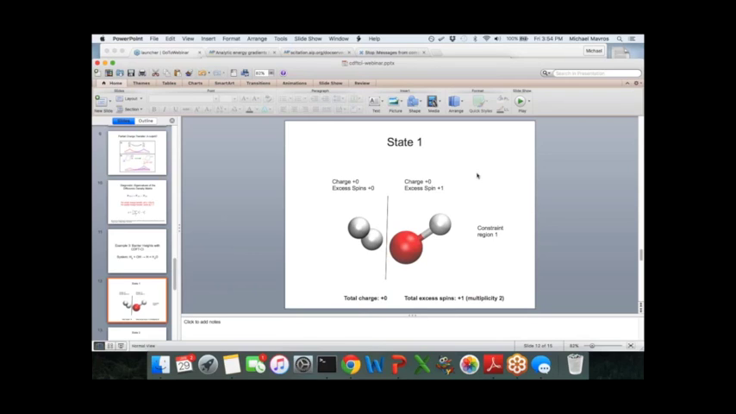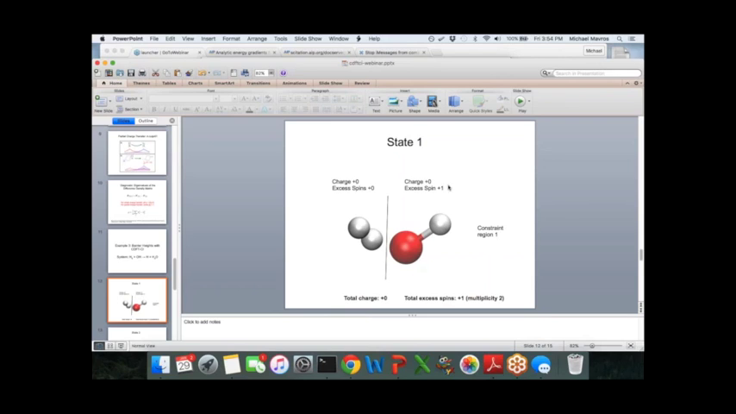So in order to do a barrier height calculation, your two CDFT-CI states have to be, one of your states has to represent the reactants and the other state has to represent the products, and then we're going to do a transition state search using Q-Chem.